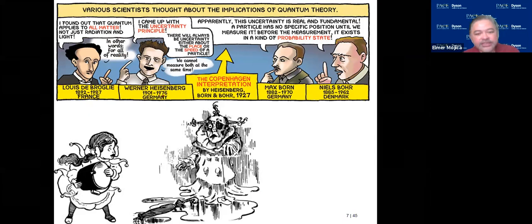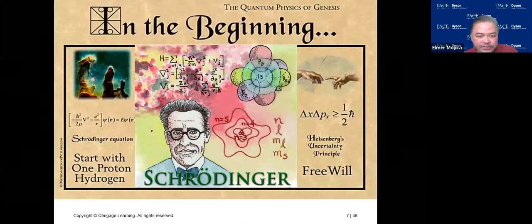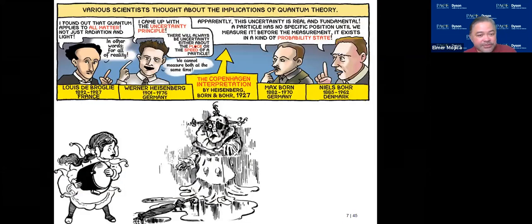Then we said that Heisenberg came up with the uncertainty principle. There will always be uncertainty either about the place or the speed of a particle, so we cannot measure both at the same time. In the Copenhagen interpretation, you have Heisenberg, Born, and Bohr. They came up with the statement that this uncertainty is real and fundamental. A particle has no specific position until we measure it. Before the measurement, it exists in a kind of probabilistic state.